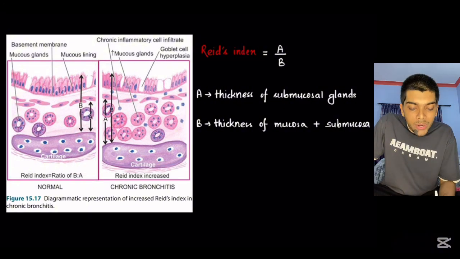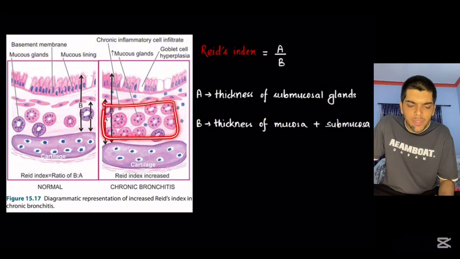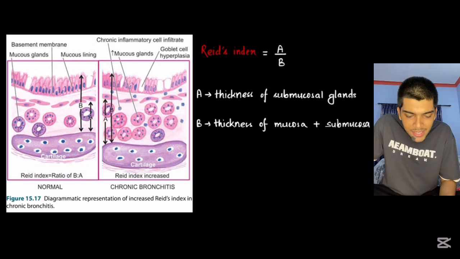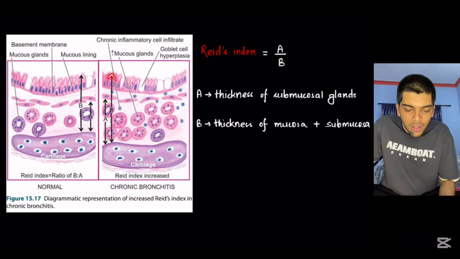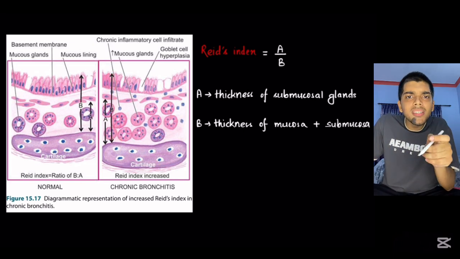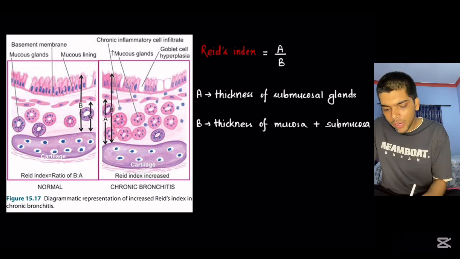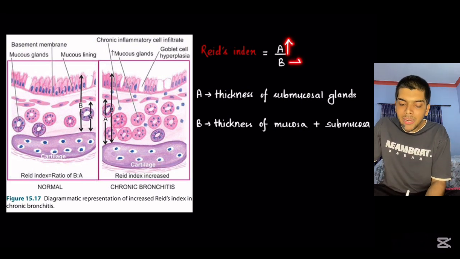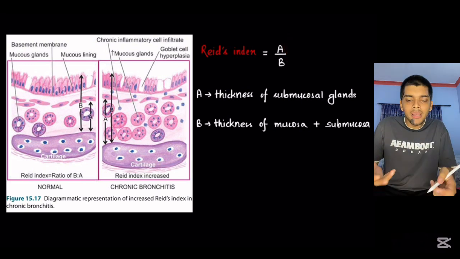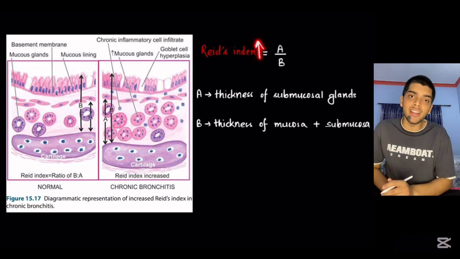When there is chronic bronchitis, there is hyperplasia and hypertrophy of the submucosal gland. So there is increase in the thickness of the submucosal gland, but then the overall thickness remains almost the same, right? What I mean is there is increase in numerator, but then the denominator remains almost the same. That means there is increase in Reed's index.